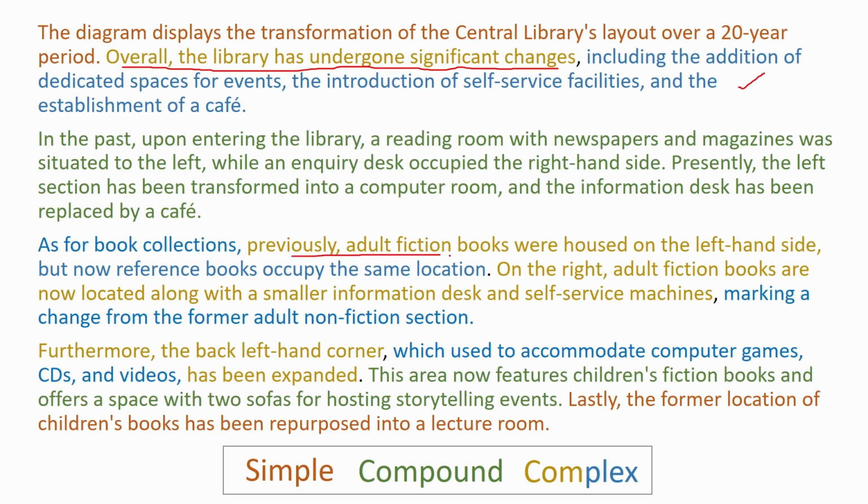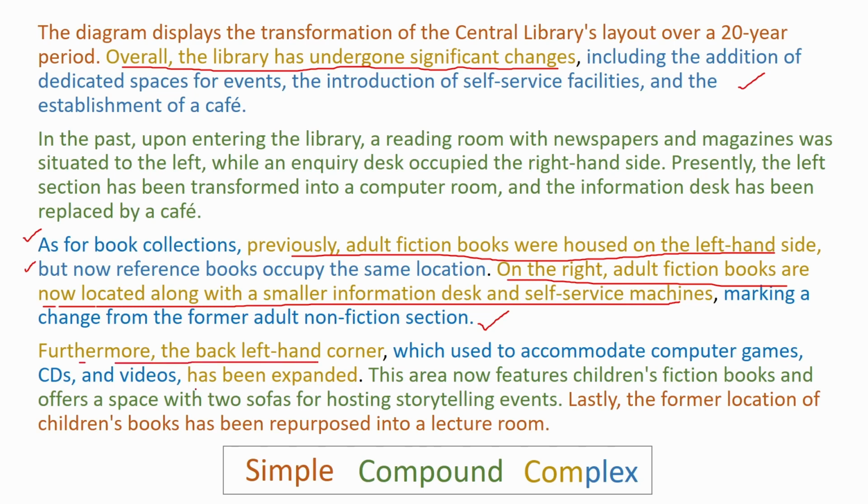Next one, previously, adult fiction books were housed on the left-hand side. This part is the independent clause, and before that and after that, we have 2 sentences in blue that are the dependent clauses. Next one, on the right, adult fiction books are now located along with a smaller information desk and self-service machines. This part is also the main clause. And the blue part, marking a change from the former adult nonfiction section, is the participle phrase. And the last one, furthermore, the back left-hand corner has been expanded. This one is the independent clause, and the blue one is the dependent clause.